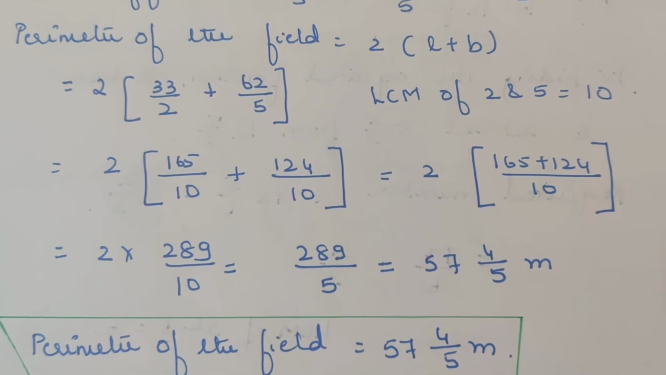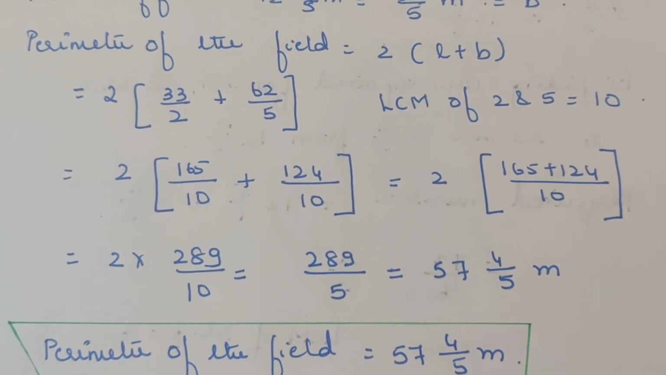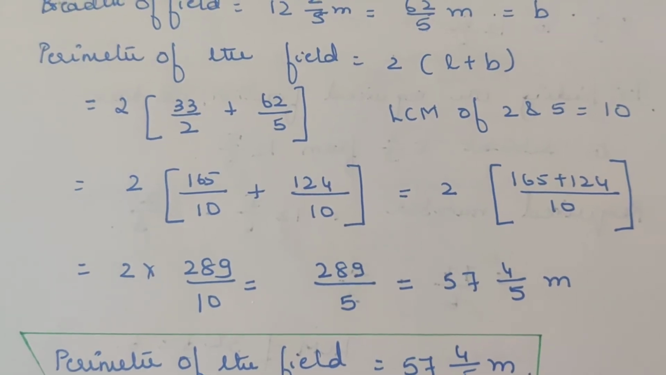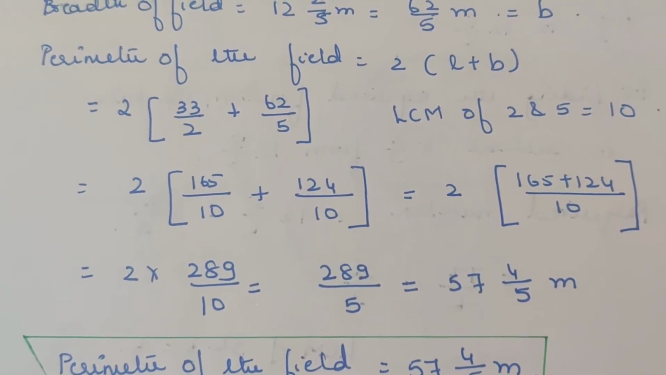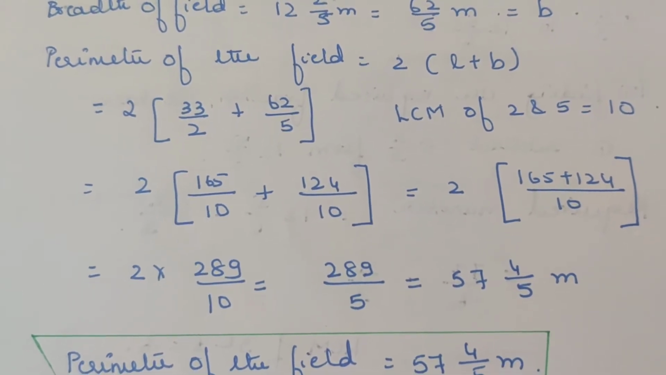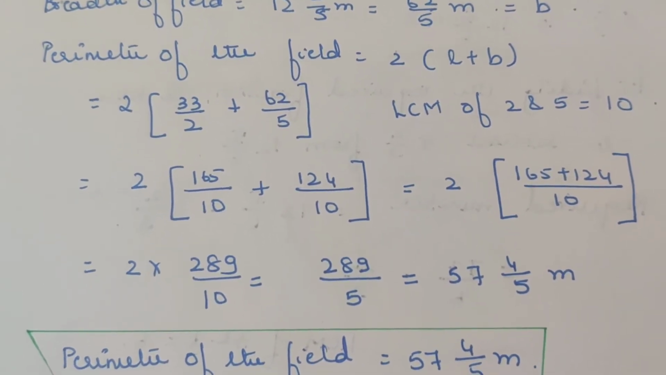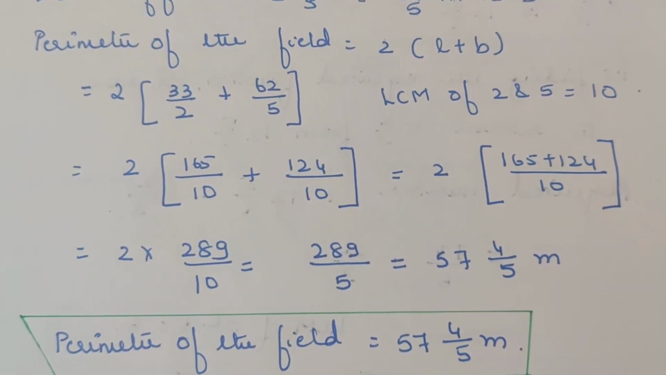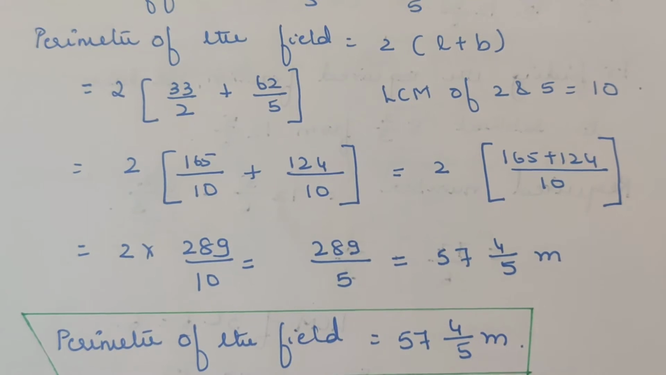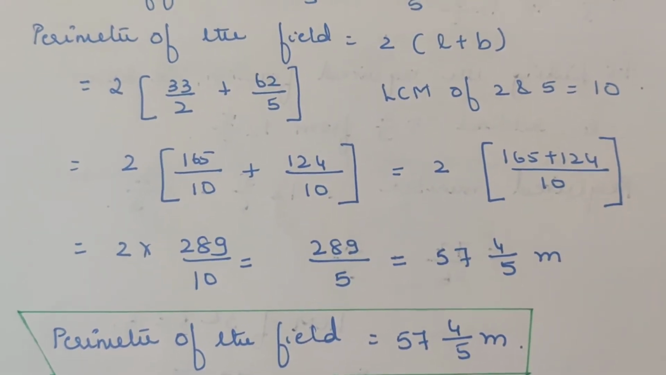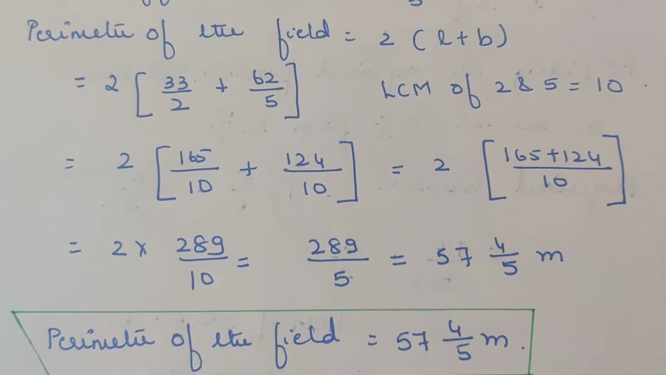That becomes 2 into 289 by 10. That is nothing but 289 by 5. That is equal to 57 4 by 5 meter on converting it into a mixed fraction. Therefore, perimeter of the field is equal to 57 4 by 5 meter. I am just pausing for a few seconds for you to understand the calculation.